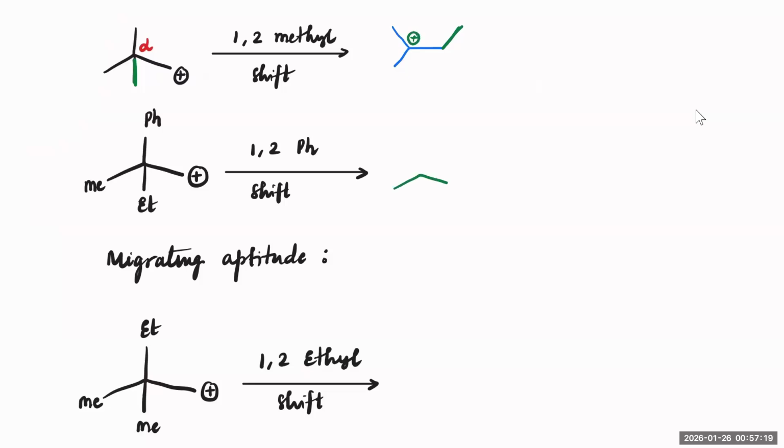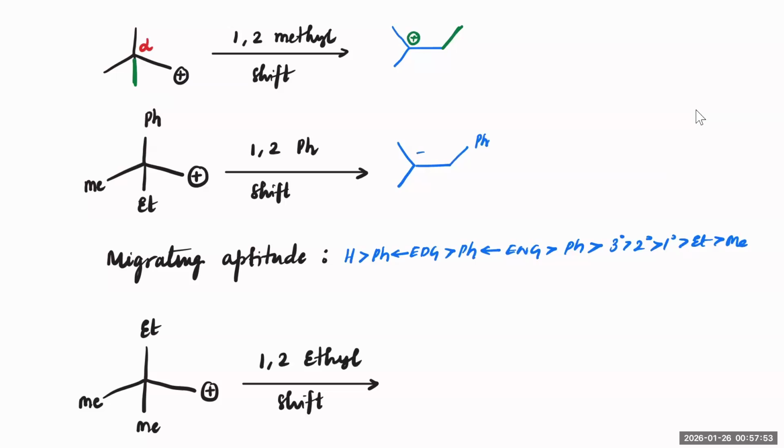Similarly, if you have to shift here, correct? Typically, hydrogen is the highest migrating aptitude, then phenyl with electron donating groups, then phenyl with electron withdrawing groups, and then phenyl with no group on it. And then you have 3 degree, 2 degree, 1 degree, ethyl and methyl. In such a case, definitely phenyl is the one which is expected to shift, rather than methyl and ethyl.